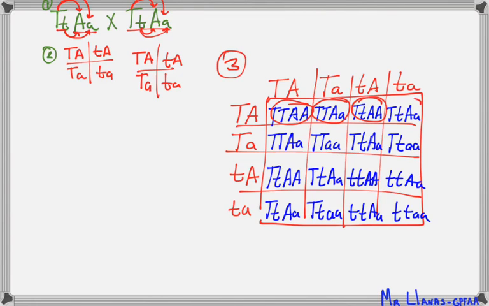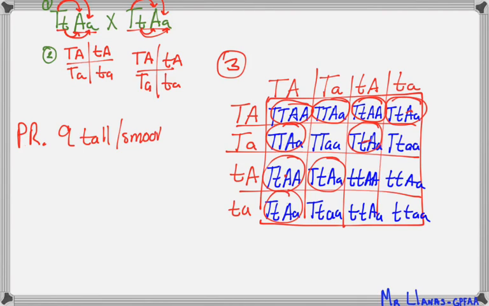This one, tall and smooth, tall and smooth, tall and smooth, and so on, right? So that gives us 1, 2, 3, 4, 5, 6, 7, 8, 9. That gives us a phenotypic ratio to start off from. It's going to be 9 tall and smooth, okay?